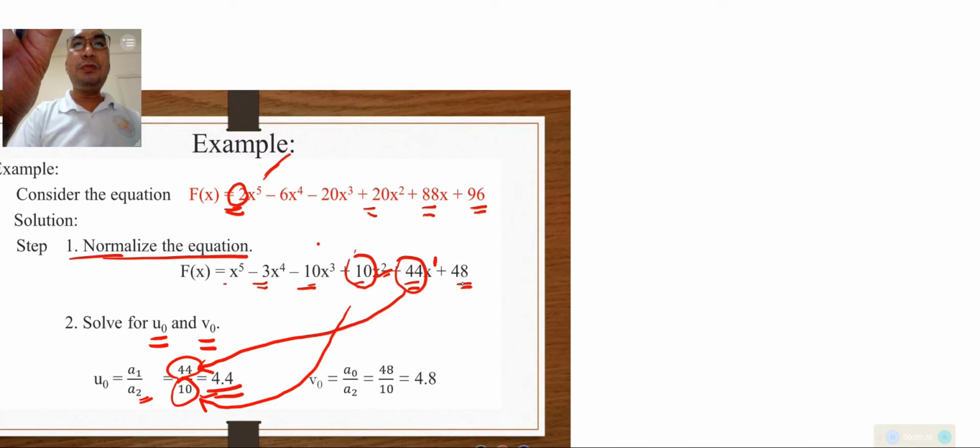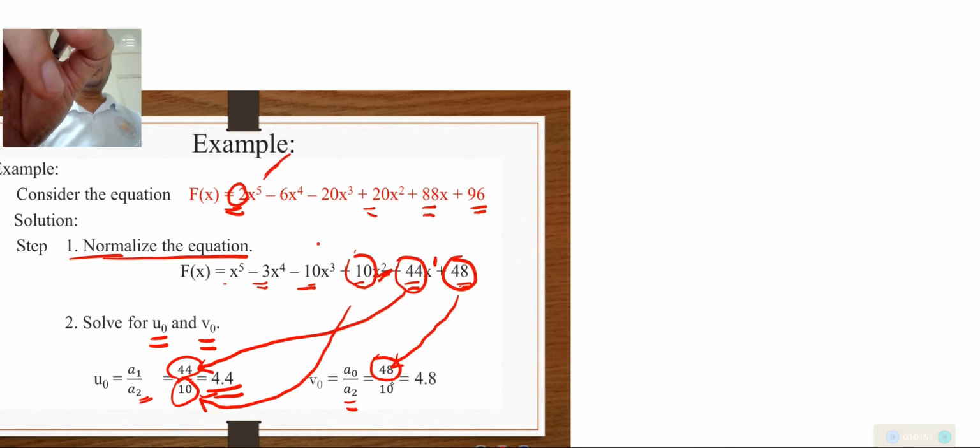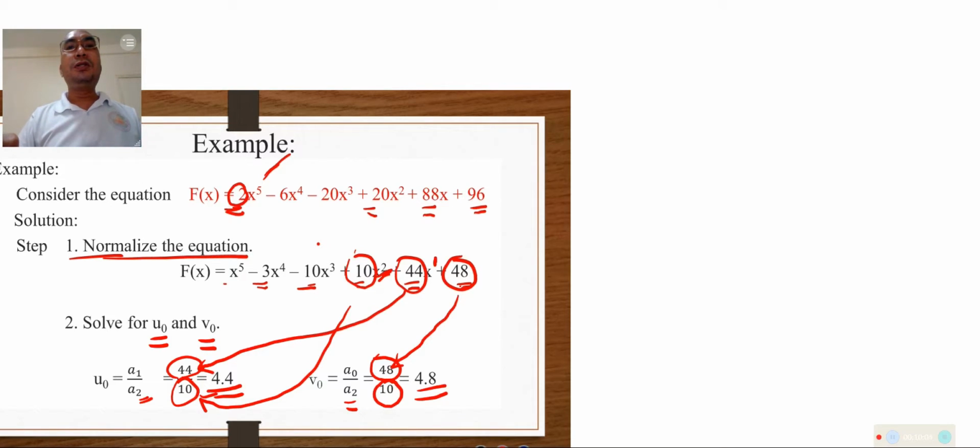So that is the term with the constant, that is 48, because that is x to the 2, 1, and 0 here. But x to the 0 equals 1, so we do not tend to write the term x raised to 0. So 48, the constant, divided by a2, the term with the second degree, because the second degree exponent is 10. That is equal to 4.8. So the value of our U0 is equal to 4.4 and the value of our V0 is equal to 4.8.